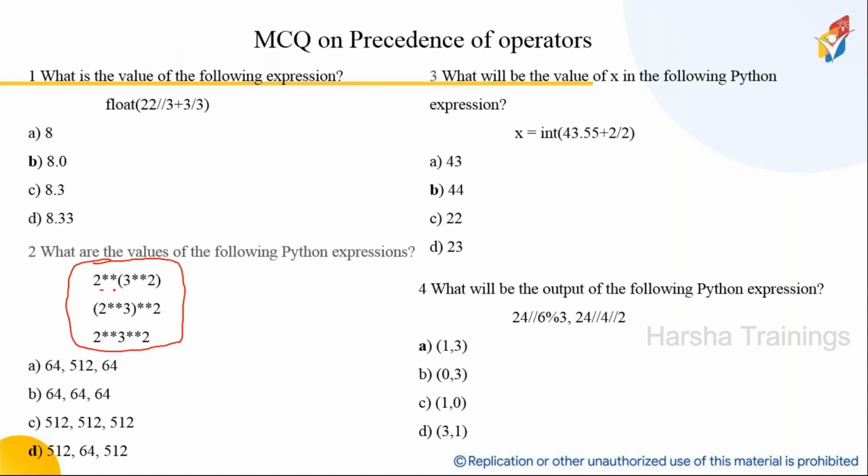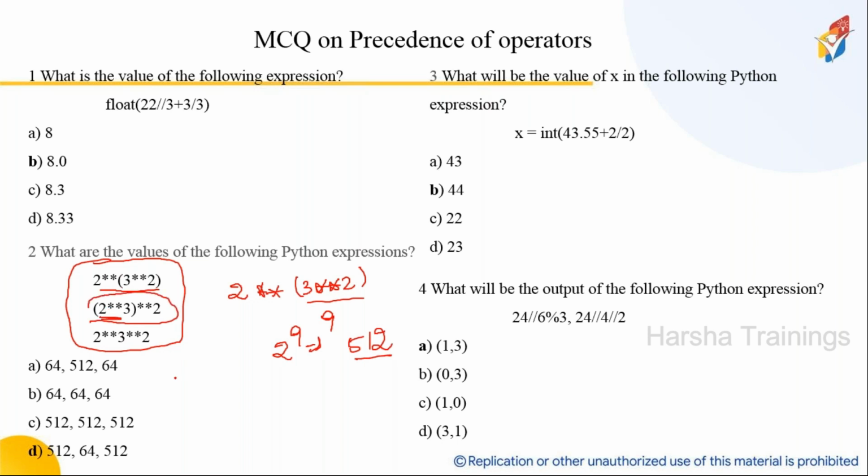So, 2 double star 3 double star 2. First of all, parenthesis has to be executed. So 3 square means 9. So it will be 2 power 9. 2 power 9 is equal to 512. Now, can we solve this equation?